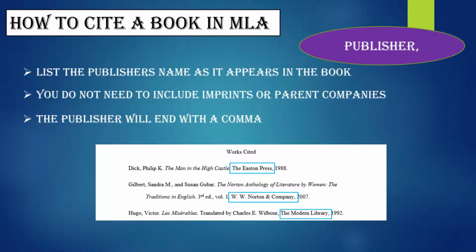Up next will be the publisher information. All you need to list is the name of the company. Do not include the city or any parent companies associated. The publisher element will end with a comma.